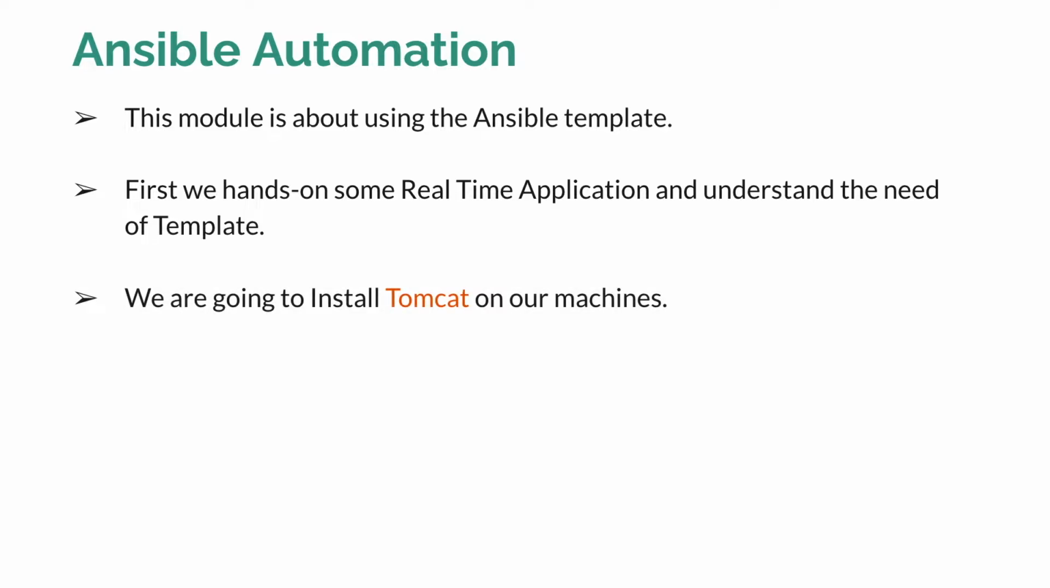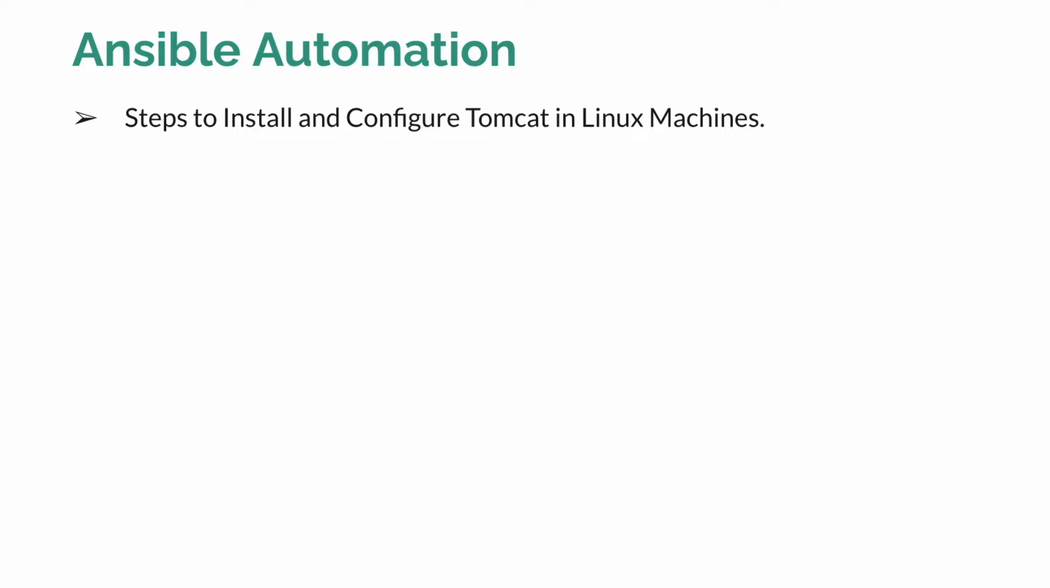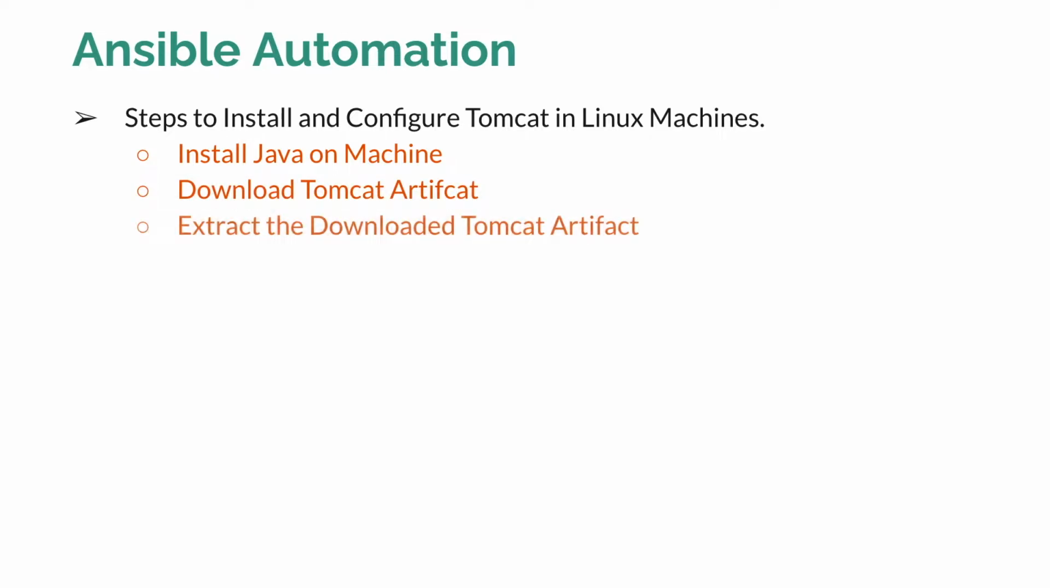We are going to install Tomcat on our Linux machine. If you follow the normal instructions to install Tomcat on your machine, you need to install Java on your machine. After that, you need to download the Tomcat artifact. Then you need to extract the downloaded Tomcat artifact and start your Tomcat. Once Tomcat has started, you can access your URL over the browser. These are the steps which any individual can perform to work with Tomcat.